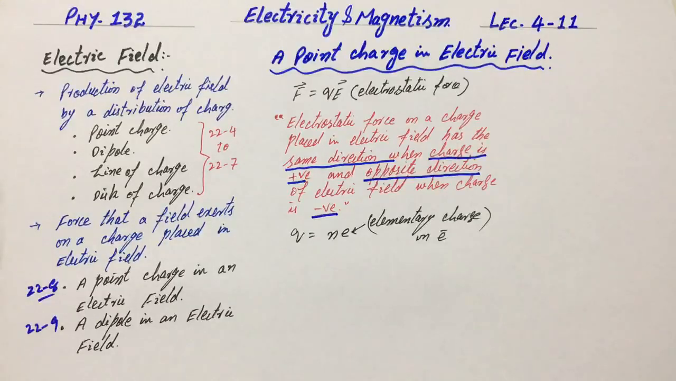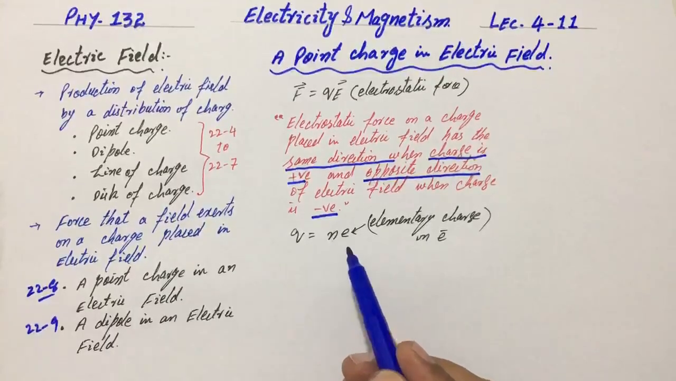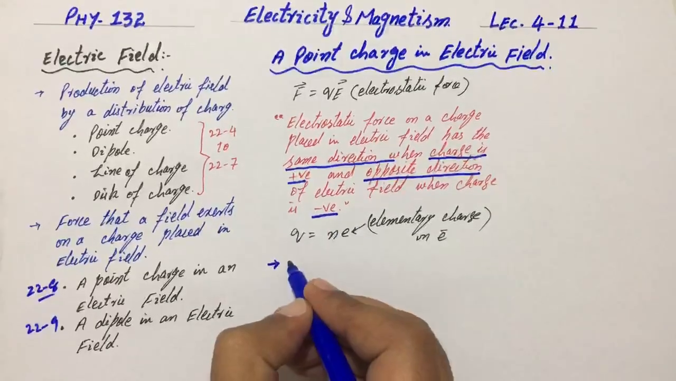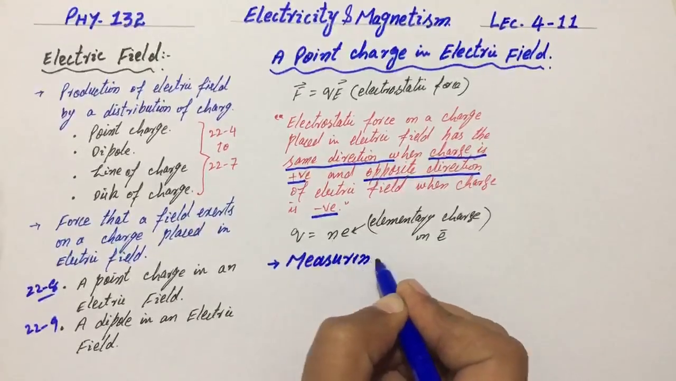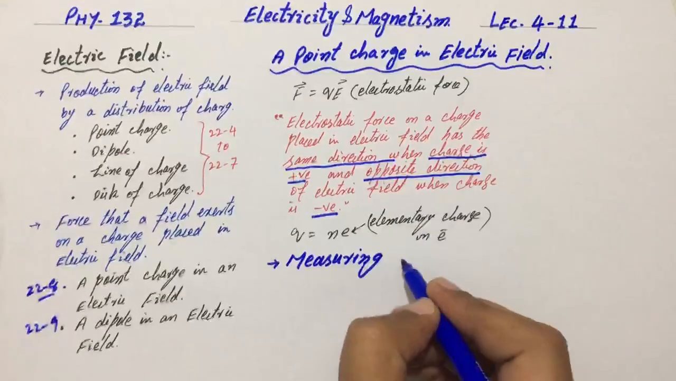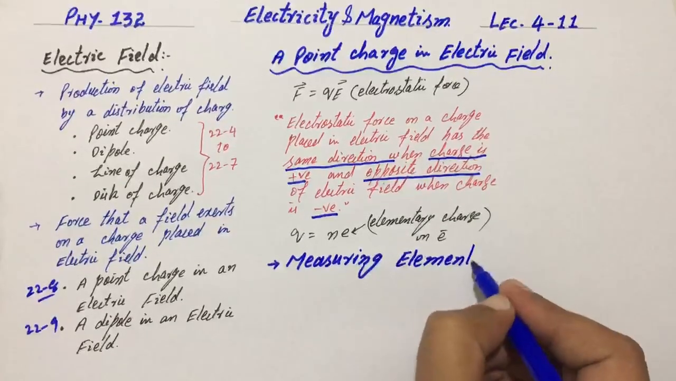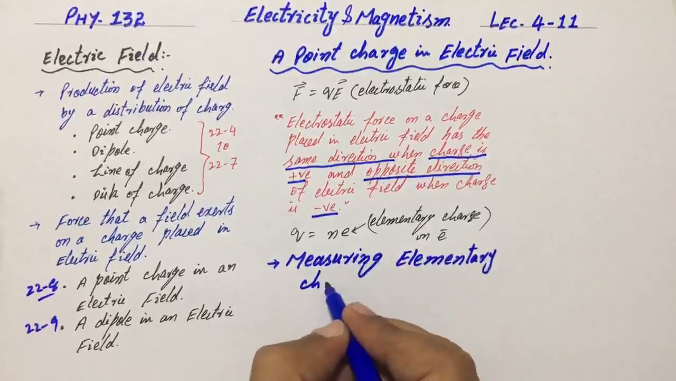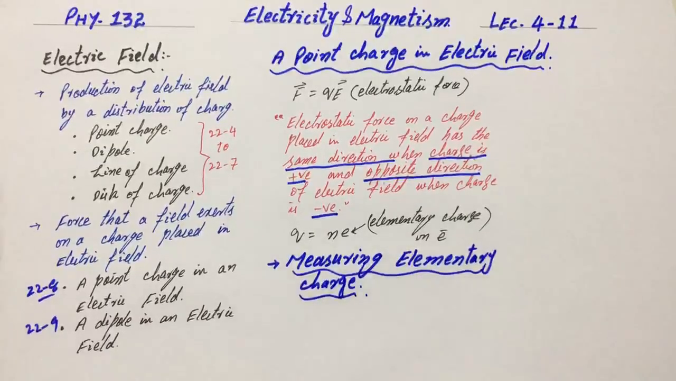So first we need to measure the elementary charge. What is the charge on an electron? That is the point: to measure the elementary charge. We are already familiar with the method which is used to measure the elementary charge. That was the Millikan oil droplet method. So I will share with you the diagram of that Millikan oil droplet method.